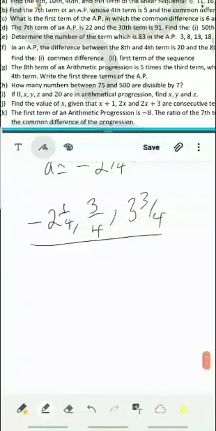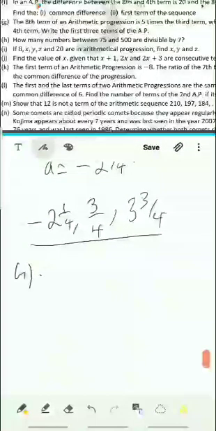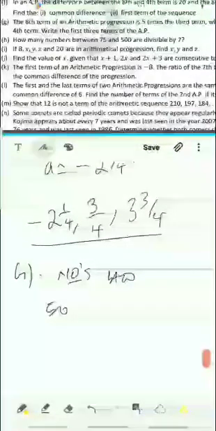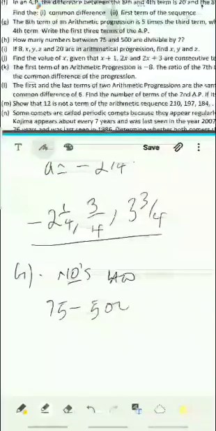Let's move forward. How many numbers between 5 and 75 are divisible by 7?